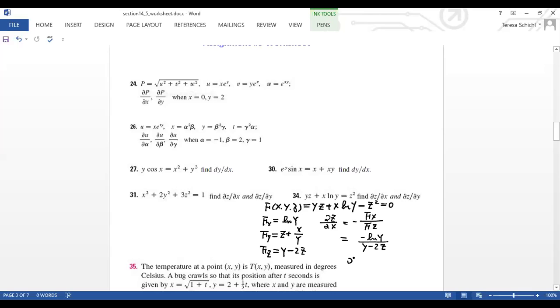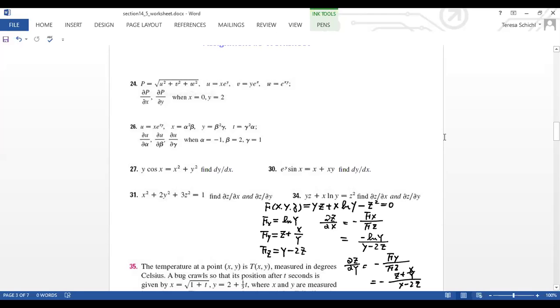Now this is ∂z/∂y. It's the same thing: you put f sub y here and f sub z. So the negative f sub z is just y minus 2z, and f sub y is z plus x over y. So that's it. It's pretty easy by using partial derivatives to do that.